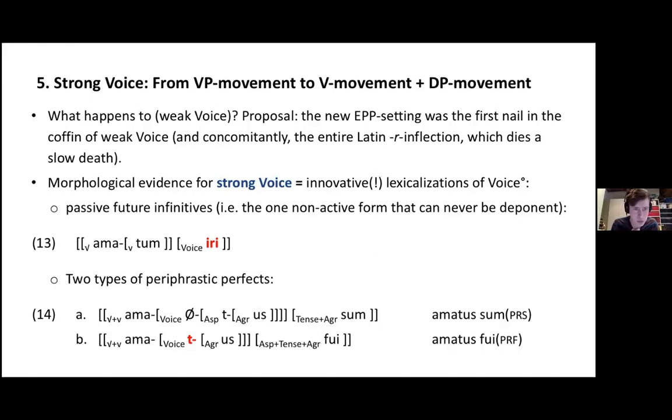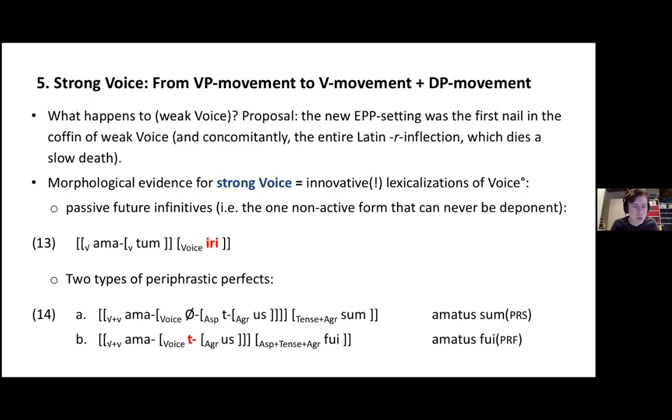One is the famous or perhaps infamous case of the passive future infinitive, which is the one tiny corner of Latin verbal morphology where passives and deponents are differentiated. Well, there's a lot that can be said about this amatum iri kind of formation. It's overall quite rare. It's really only productive in Cicero. But I think there is good evidence that here you have more explicit lexicalization of the voice head.